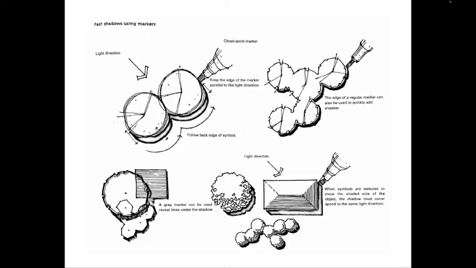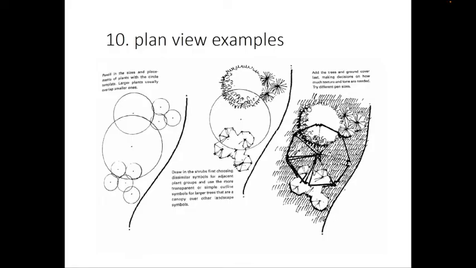Line weights also contribute to the illusion of shadow. So buildings cast shadows, taller trees cast shadows, clumps or clusters of shrubbery cast shadows, and we can use our thickest marker, chisel point marker, for doing that.